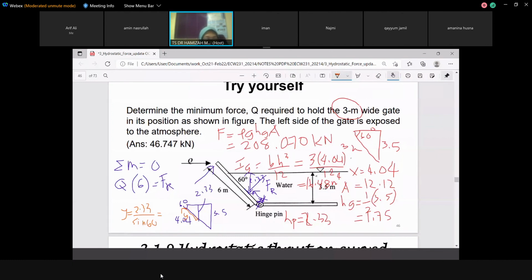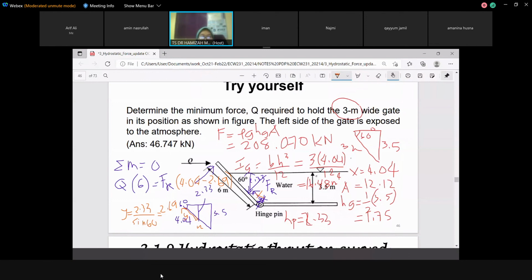What we want to find is the bottom one, X, because the perpendicular distance of the force is this X. So, the total length is 4.04. So, 4.04 minus 2.69 gives the perpendicular distance for FR. So, insert the value of FR, 1.35. Yes, good.